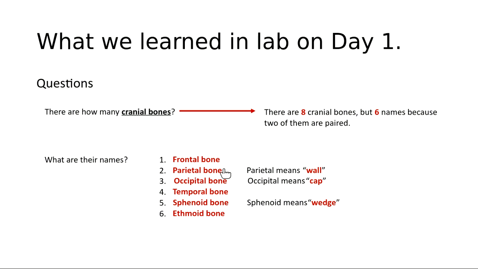So let's look at some words again. Parietal means wall. Occipital means cap. It's the very back of the skull. The word sphenoid means wedge. It goes from one side of the skull to the other. So let's look at these cranial bones and get those down. They're real easy to see.